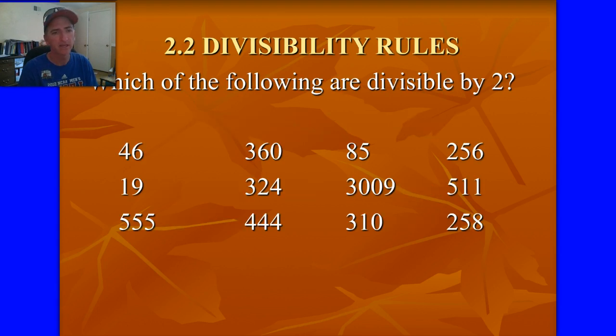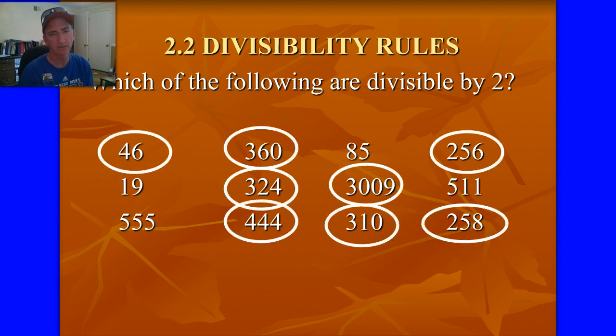Okay, so if I gave you this list of numbers at the bottom of page 9, and I asked you to, as fast as you can, circle the ones that are divisible by 2, hit the pause button, do that and see how fast you can do it. And if you did that, this is what you should have come up with. Those are all the even numbers. Those are all the numbers that are even, divisible by 2.